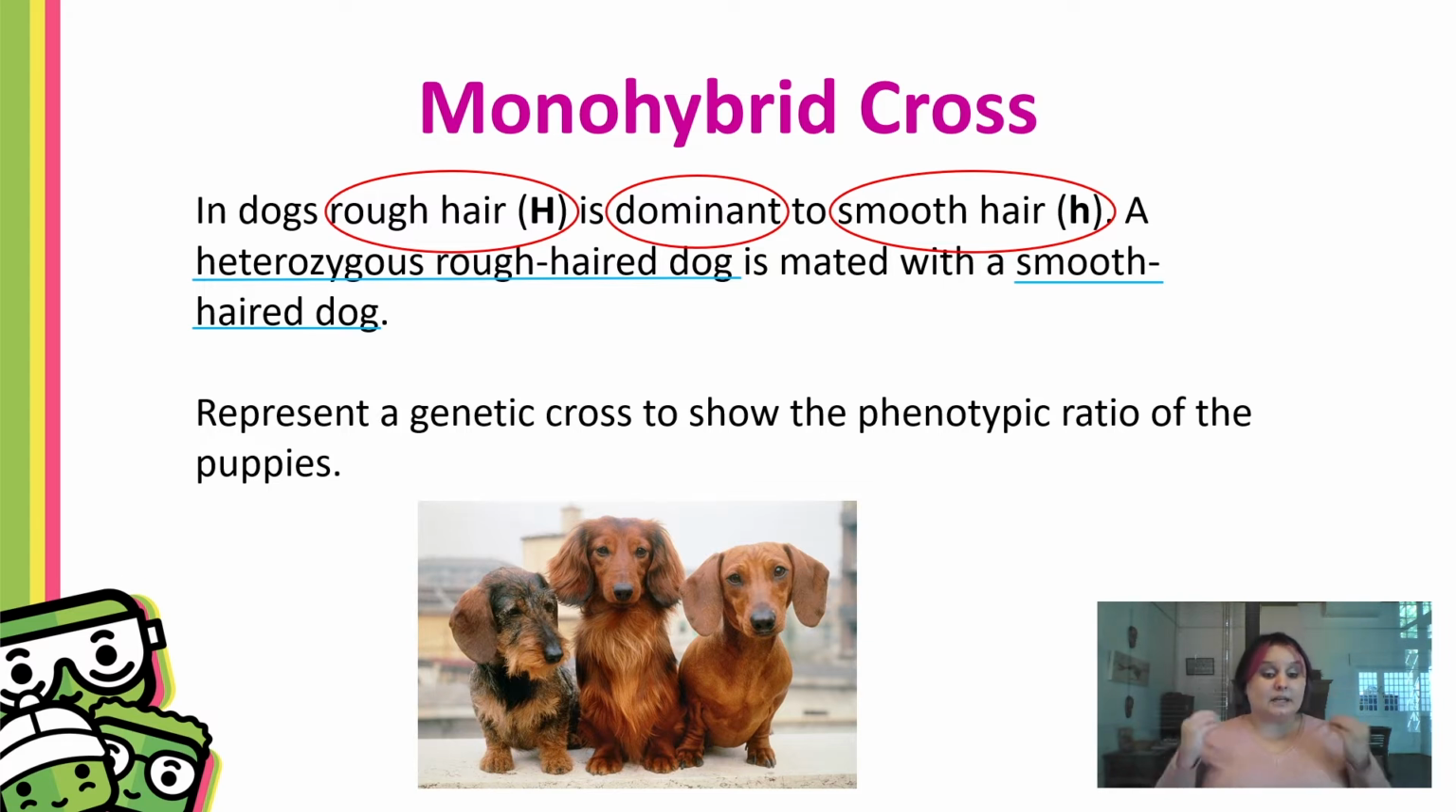Right, now let's put that in our format for our diagram. So we start off with the P1 generation. So P1 representing the parent dogs. In this case, we were given the phenotypes in the question, so we were told that there was a rough-haired dog that was mated together with a smooth-haired dog.